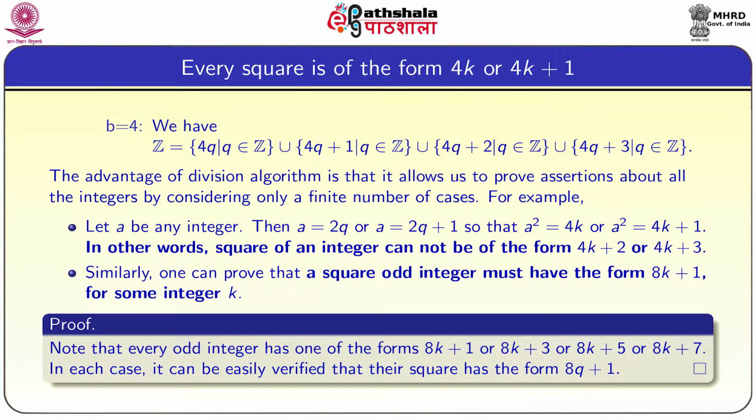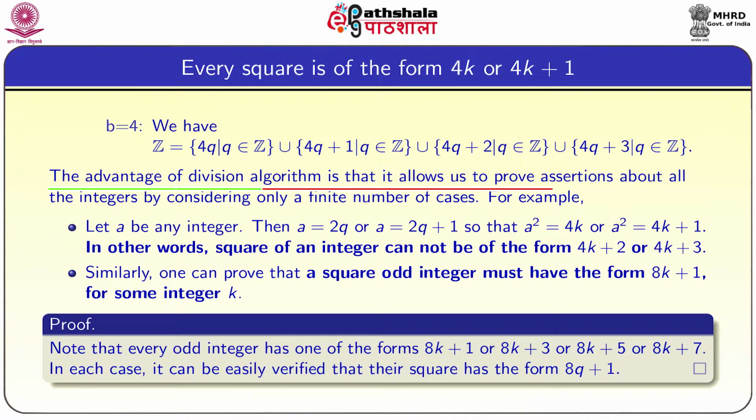So, this can be extended. For example, when b equal to 4, we have 4 bags now, that means the set of integers is divided into 4 sets, such that if I take any 2 arbitrarily, their intersection is empty. That means an integer cannot give remainder 1 and 2 at the same time if I divide it by 4. So, the set of integers is now divided into 4 parts: the set of all multiples of 4, all multiples of 4 plus 1, all multiples of 4 plus 2, all multiples of 4 plus 3.